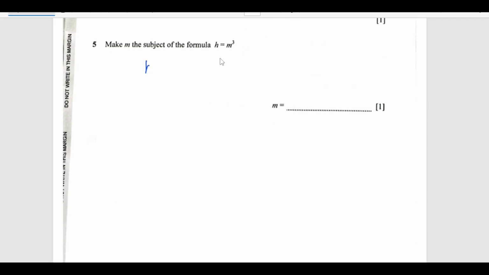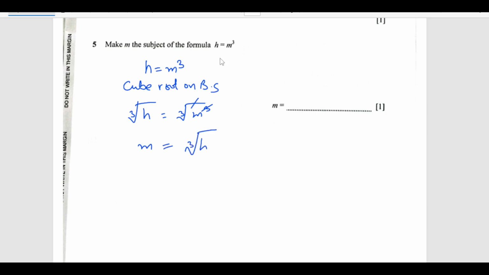Number 5: make m the subject of the formula. We have h is equal to m cubed. So, we will take the cube root on both sides. Doing the cube root on both sides, we will have the cube root of h, and the cube root of m cubed. Then the cube root and the cube get cancelled. So, we have m as the cube root of h.